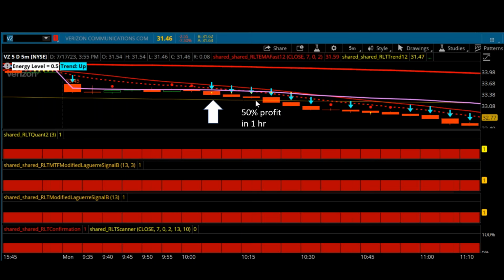We jumped in for 45. We get out for 67 cents. 45, 67 cents. So if you bought 10 contracts, you would have spent $450, and you would have got out an hour later for $670. Pretty nice profit.